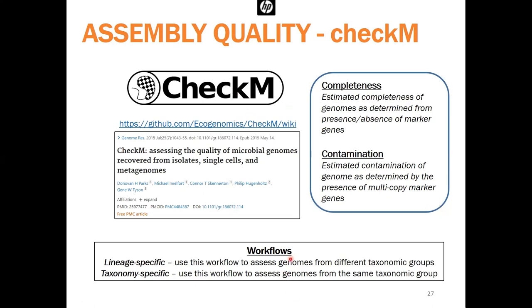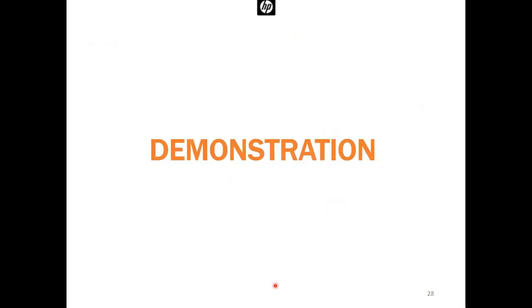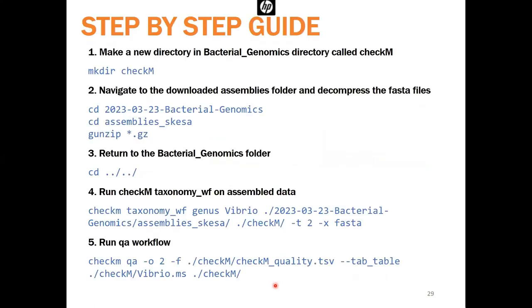Now, within CheckM, there are two workflows: lineage specific and taxonomy specific. They provide great explanations on the wiki for when to use each of these workflows. However, as a general rule, when you have genomes that come from different taxonomic groups, you're going to want to use the lineage workflow. And if it's all coming from the same taxonomic group, like in our case, Vibrio, we can run the taxonomy workflow, which we will be running today. Okay, so we're going to run CheckM.